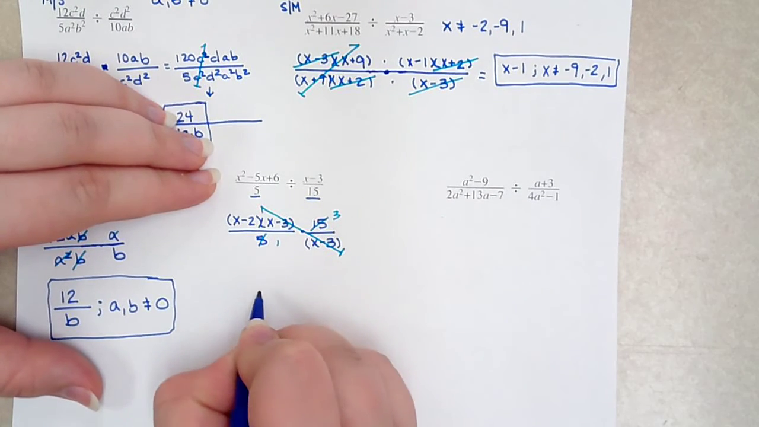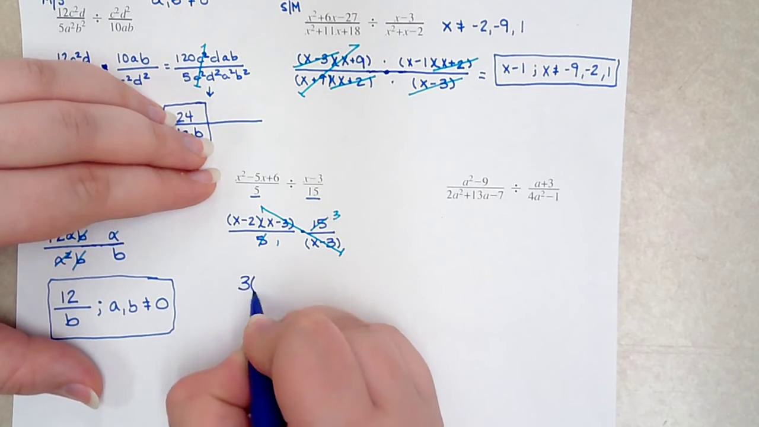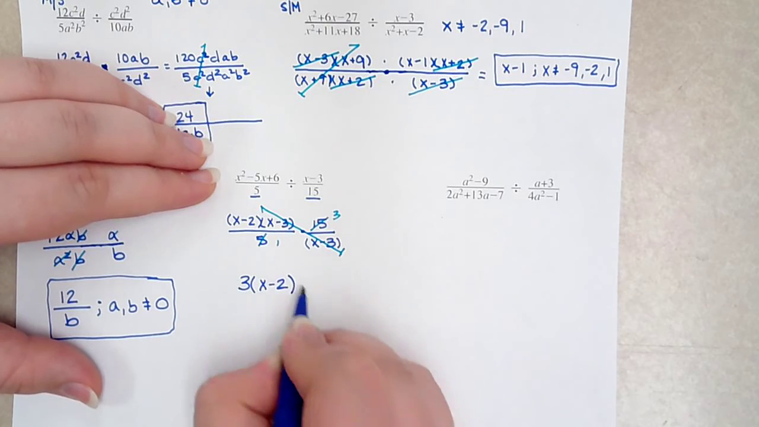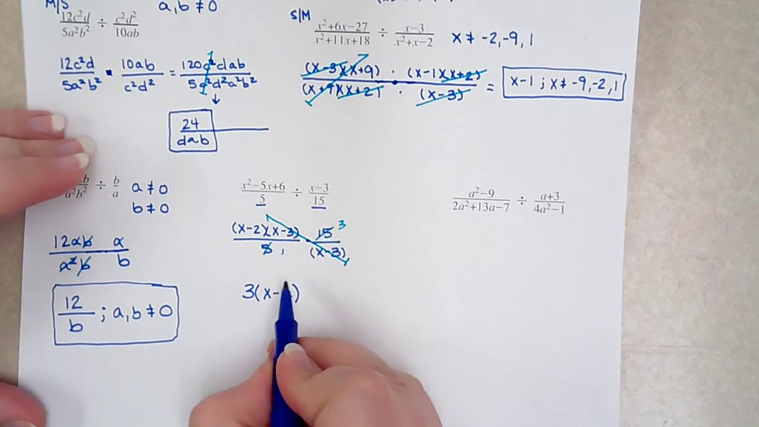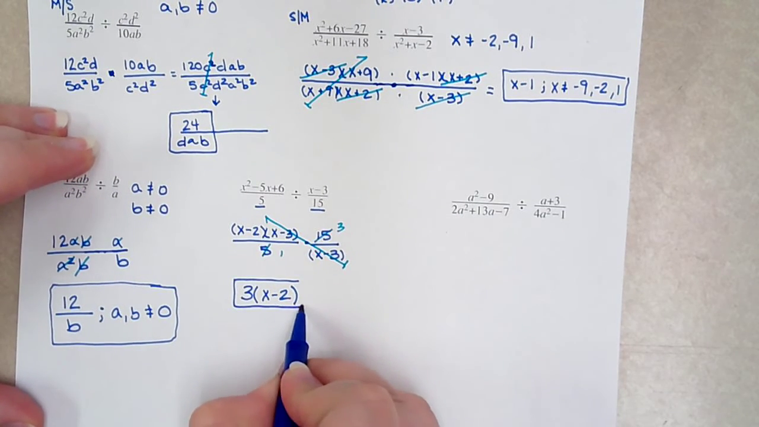So 3 on top times x minus 2. We're left with just a 1 on bottom, so I don't have to write it. And there's nothing that would make those denominators 0. So I don't have to write excluded values for this one.